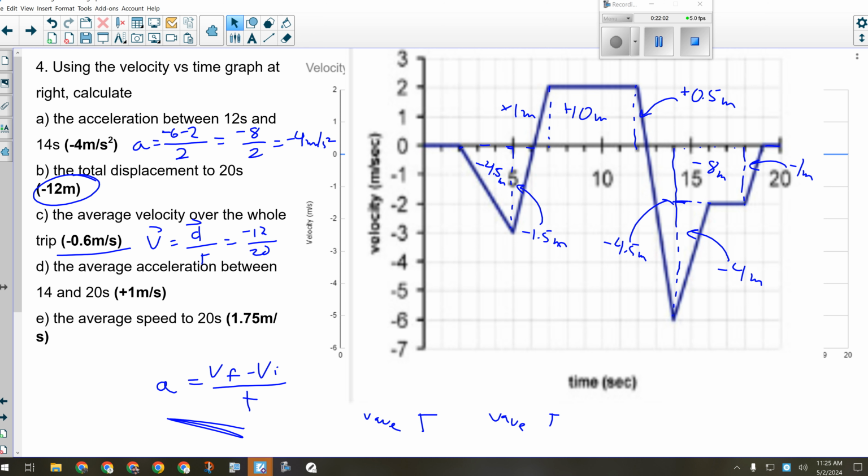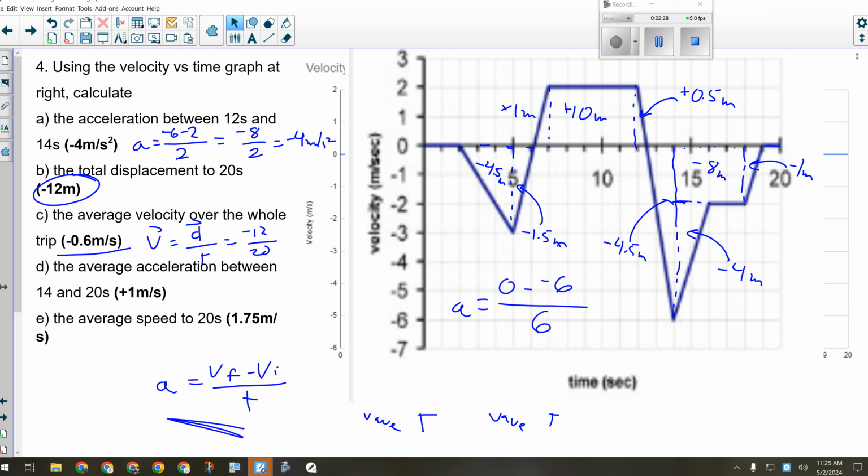All right, D, the average acceleration between 14 and 20 seconds. Acceleration is final velocity minus initial velocity over time. That'll be 0 minus -6, and that takes 6 seconds. 0 minus -6 is +6. 6 divided by 6 is +1 meters per second squared. Everybody good there?